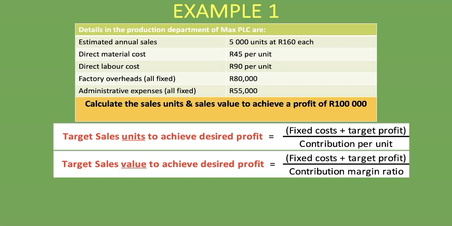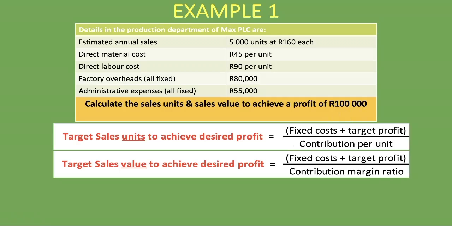It's fixed costs plus target profit divided by the contribution margin ratio. So firstly, let's calculate the sales units to achieve the desired profit of 100,000 Rand. So firstly, we have to calculate the contribution per unit because that's what we're missing. So we already have the fixed costs, which is the 80,000 Rand, which is the factory overheads, obviously all fixed, and administrative expenses, and we're told that it's also all fixed. So we're going to take the 80,000 Rand plus the 55,000 Rand, which will form our fixed costs, and then we also add the target profit of 100,000 Rand, and we'll divide that by the contribution per unit.